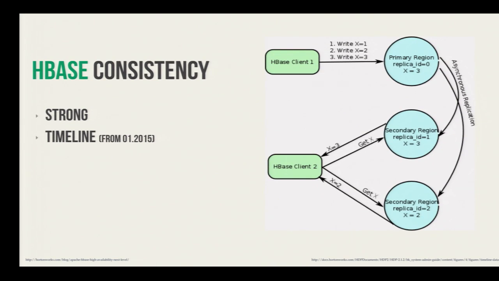So this is the thing that I mentioned. If we are reading with strong consistency, it's strong. If we are using what's called timeline consistency, then if we do a read, it will contact all the region servers, and the one that replies first is the one whose response will be taken by the client.